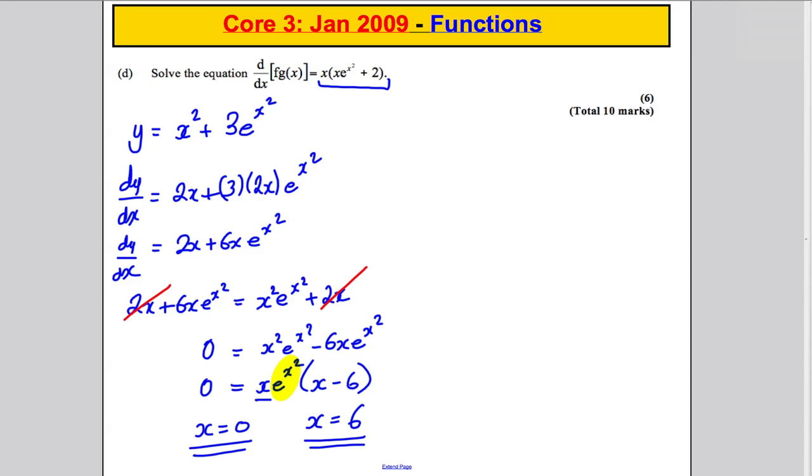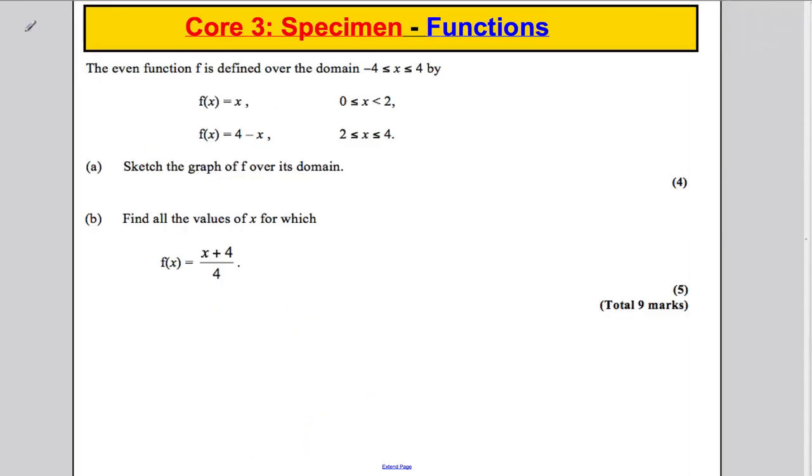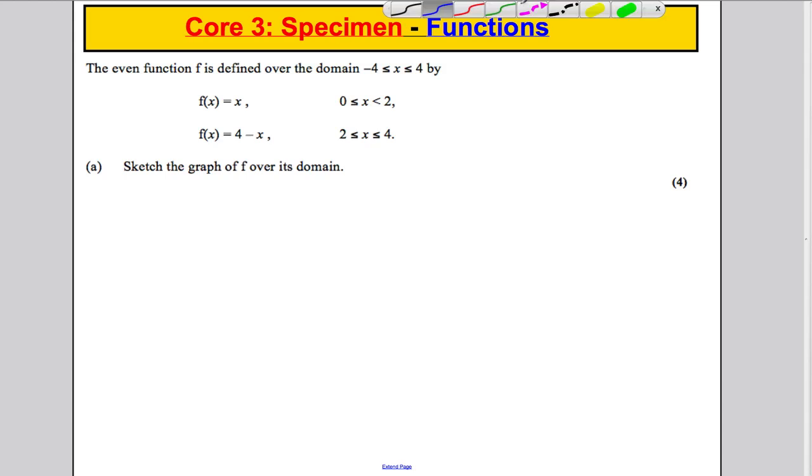Okay, and the last question now. Now this is quite a tricky question. Just bear with me while I do this. There's a couple of things about this question.